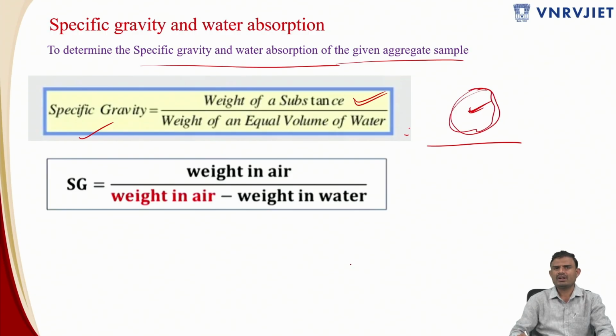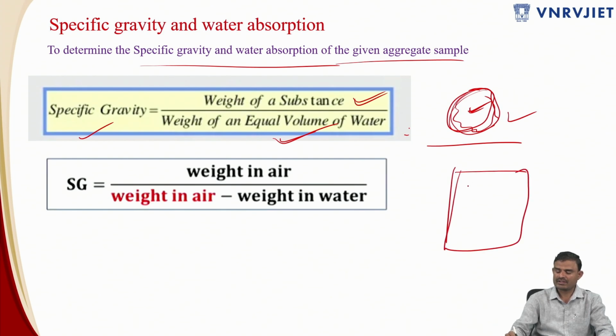So it is nothing but we want to find out the weight of the water whose volume is equivalent to the volume of this aggregate. That is what is in the denominator, and that is the specific gravity. It means we cannot directly calculate the weight of the equal volume of water, for which we have to find the weight of this aggregate in saturated condition or in water.